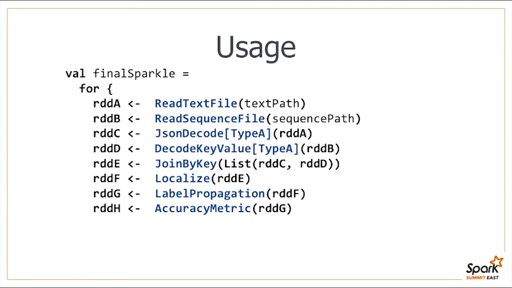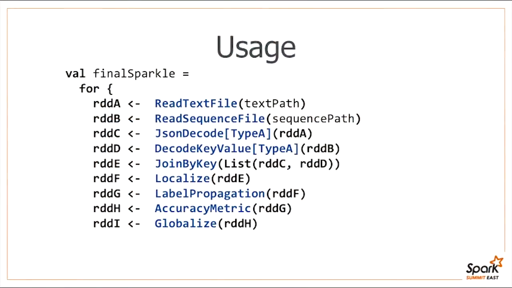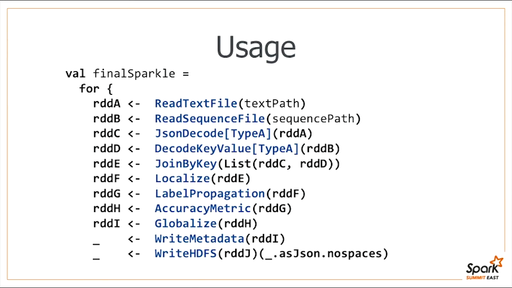Accuracy metric next. You take your RDD of G, you feed it into a set of Sparkles that know, in general, how to compute accuracies. It computes accuracy for you, spits out RDD of H, and you're happy. Finally, you're done. You want to take those local indices and convert them back to global, just so you can reference them in whatever global database you've been using. And you feed RDD of H into globalized Sparkle, and you get RDD of I. Results are done. Now you want to write it to metadata. You take metadata Sparkle, it writes to metadata for you and writes to HDFS.